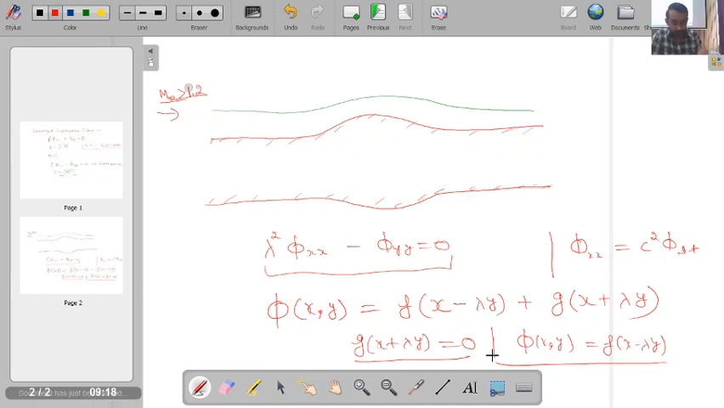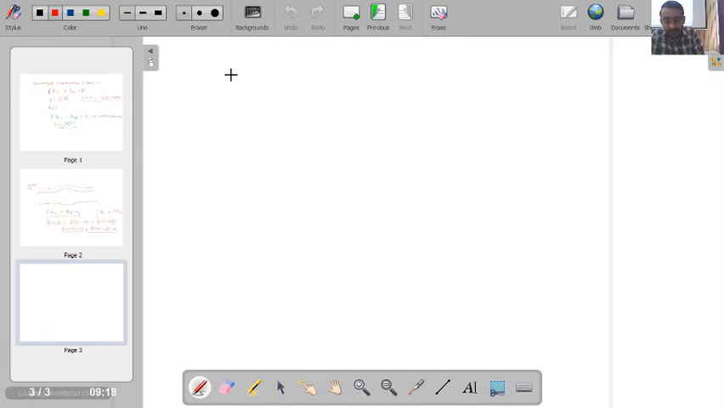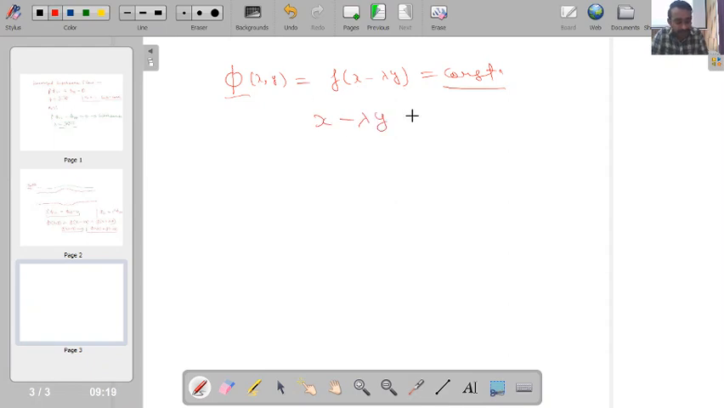Okay, so if I want to plot the constant phi lines, then I can say that my phi of x, y equals f of x minus lambda y, which is equal to constant. So some constant value of phi I want to obtain. I will get a constant value of phi if the argument to the function, x minus lambda y, is also constant. If f is a function of x minus lambda y, then this argument has to be constant, and only then will this function give me a fixed value. So for a constant value of phi, x minus lambda y is equal to constant.